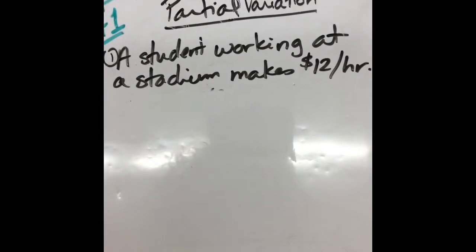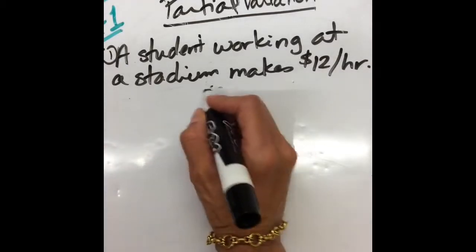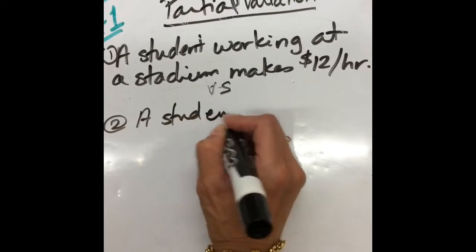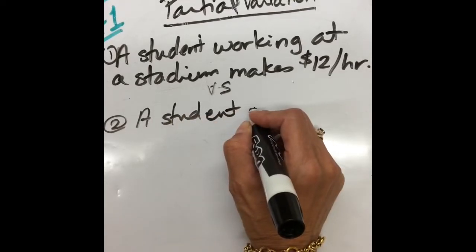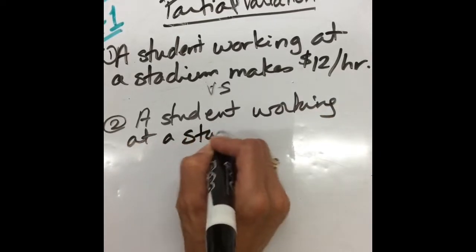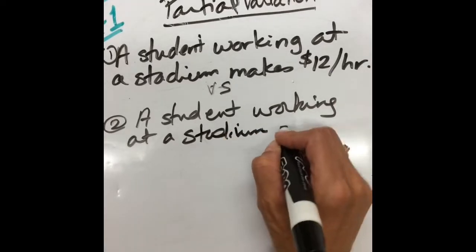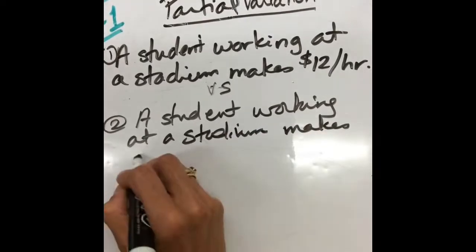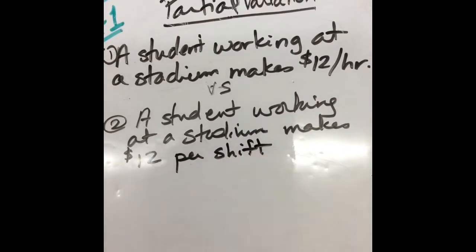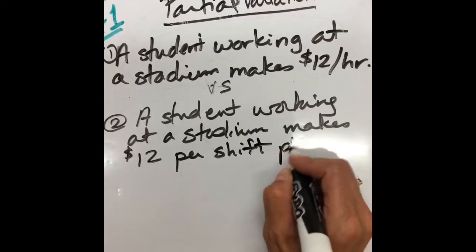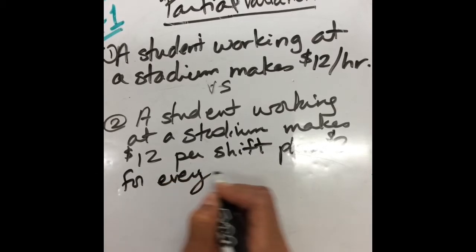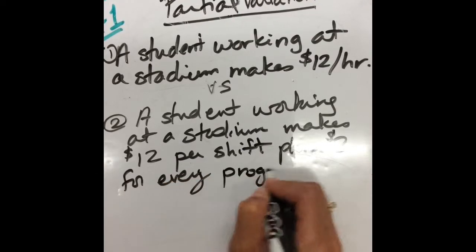If I've got a student working at a stadium and he makes $12 an hour, and then I have another student also working at a stadium, but this student makes $12 a shift. The entire shift he makes $12 plus $2 for every program he or she sells.